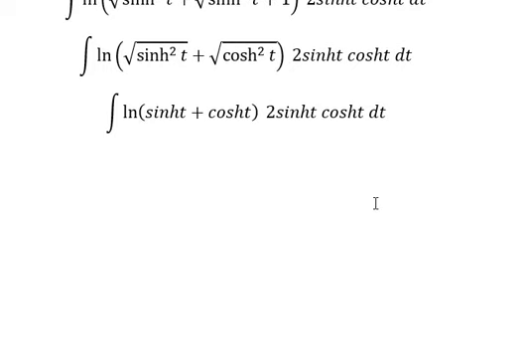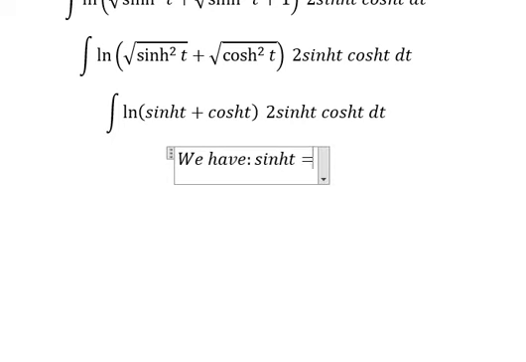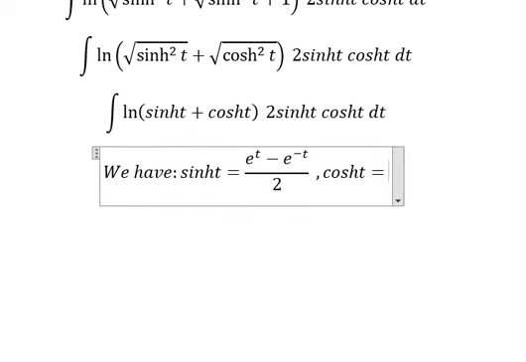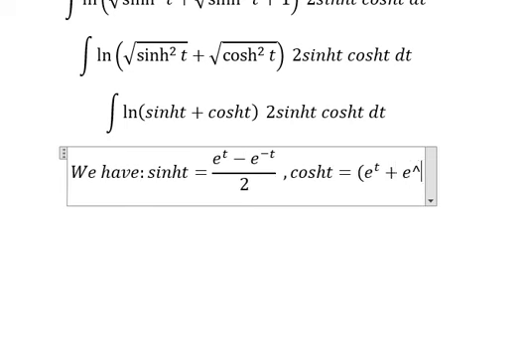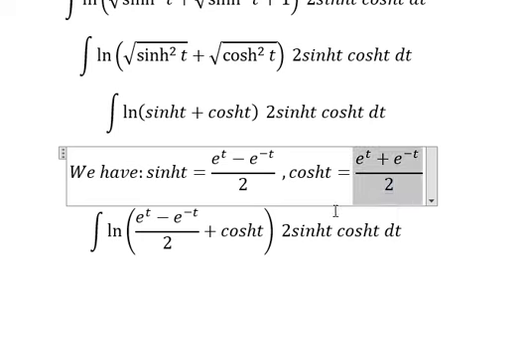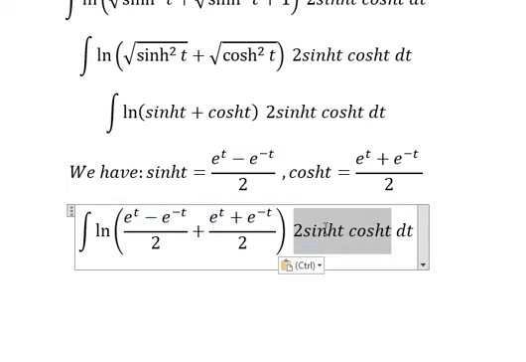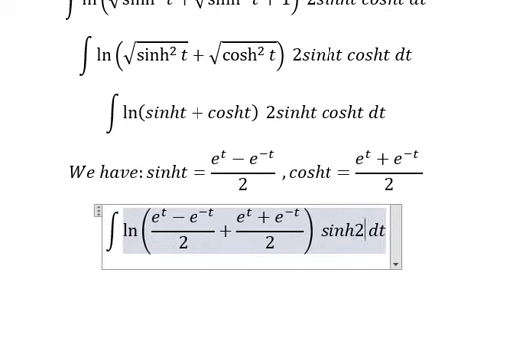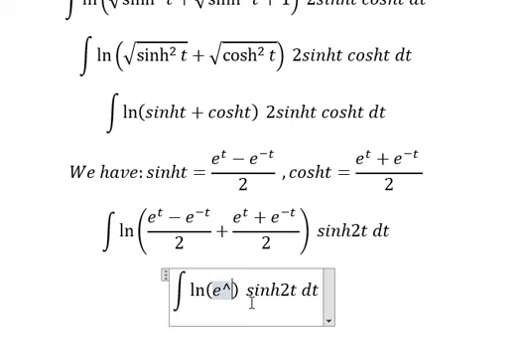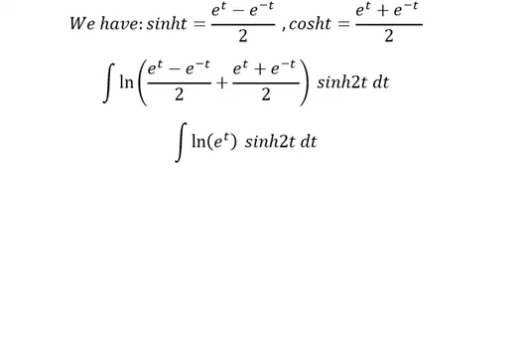And now we have the formula in here. So we have the formula that sinh t equals e to the power of t minus e to the power of negative t over number 2, and cosh t is e to the power of t plus e to the power of negative t over number 2. So I will put this one here and this one here. This one that is about sinh 2t. So we simplify and we got e to the power of t. Now we have the second formula in here.